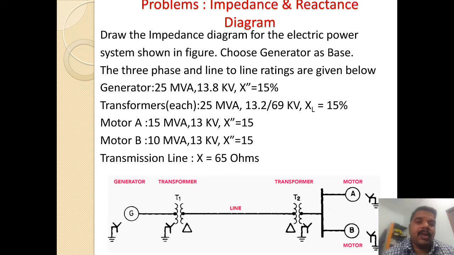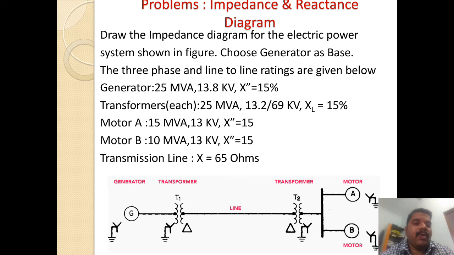What is the problem given to us? Draw the impedance diagram for the electric power system shown in the figure. In this problem, you have to draw the impedance diagram. Second, choose the generator as base. In this problem, the generator's values are given as the base value.